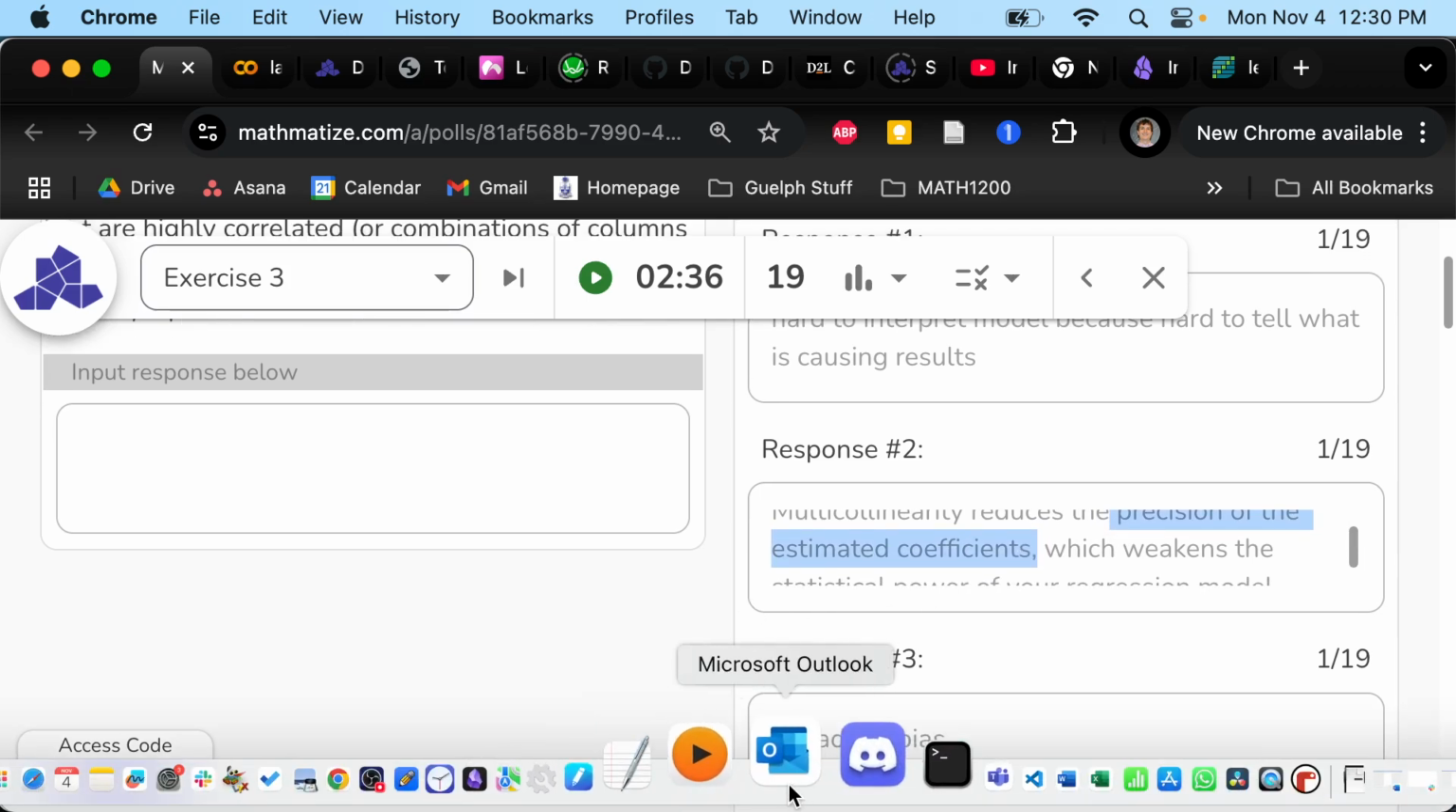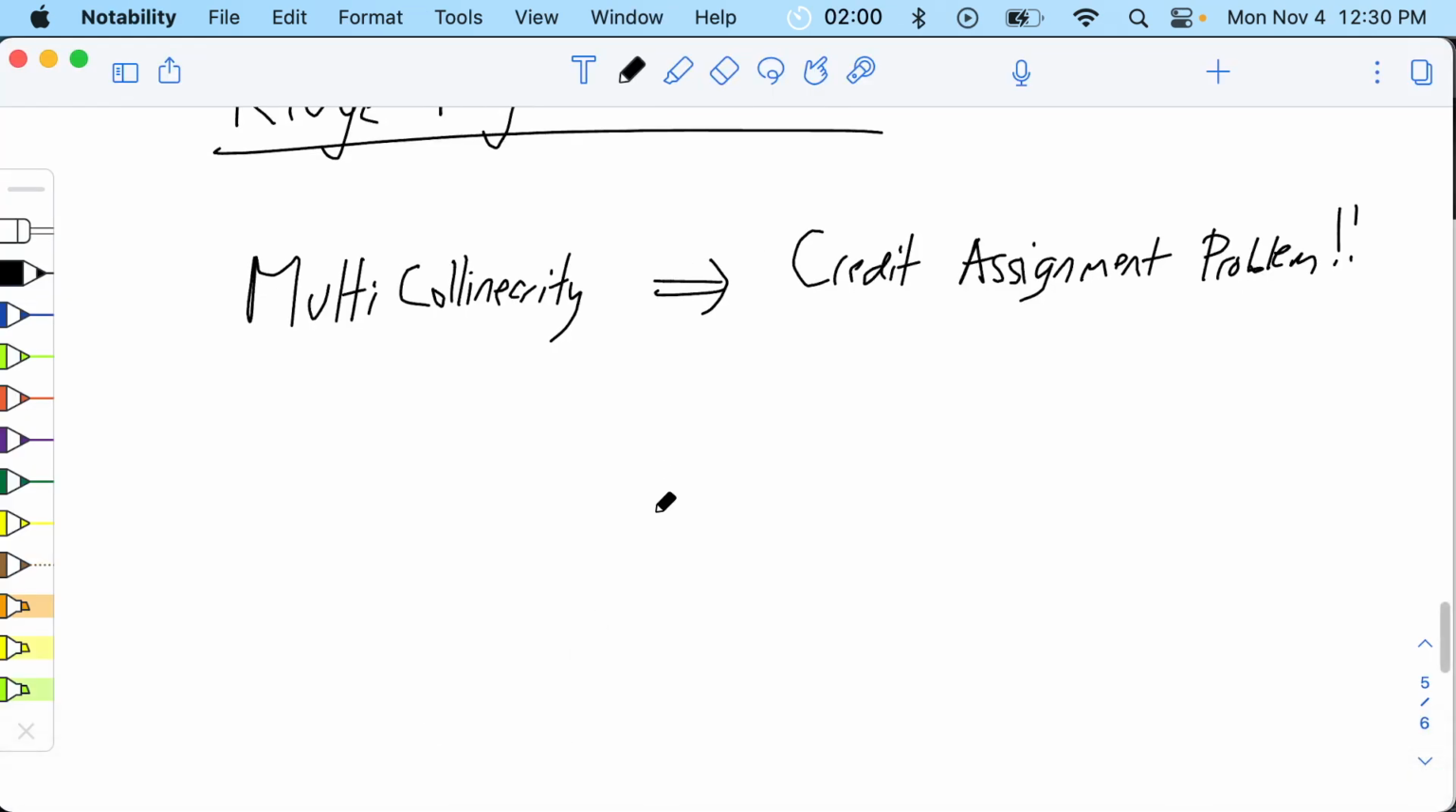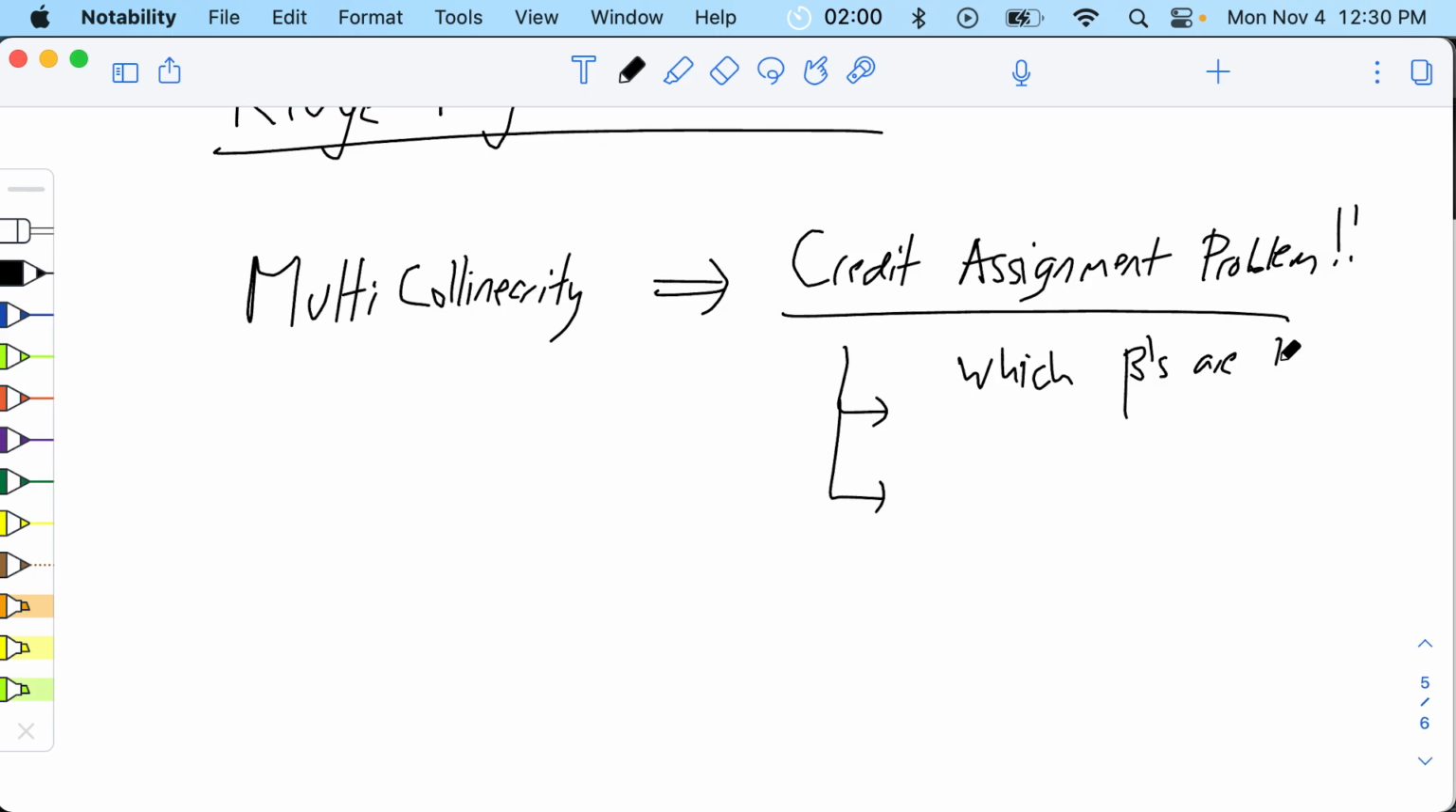So in linear regression, how do we know the credit assignment problem? That's exactly what we started the class with. Which betas are large and which are 0? The ones that are large affect the output or are correlated with the output, and the ones that are 0 are not related to the output. And the problem is if two things are almost the same, we won't know which is which.